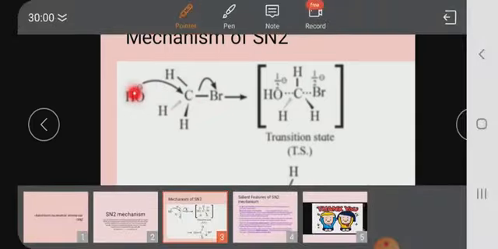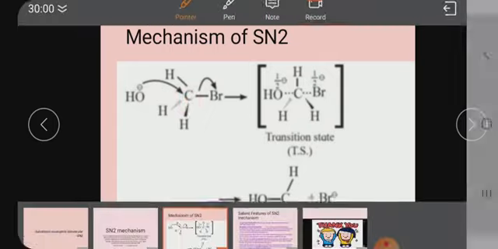See here the mechanism. This reaction follows a one step mechanism, that is, in only one step we get the product. In this mechanism, this is methyl bromide, CH3Br. On this methyl bromide, the nucleophile OH minus attacks. The attack of the OH minus is from the back side. Why does this OH minus attack from the back side? Why can it not attack from the front side?